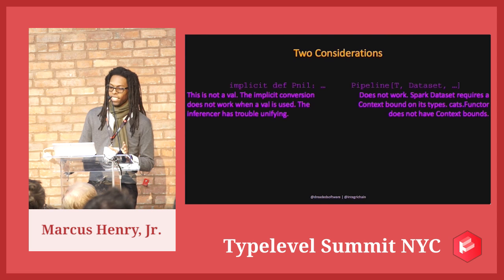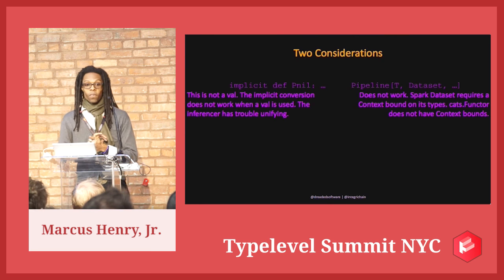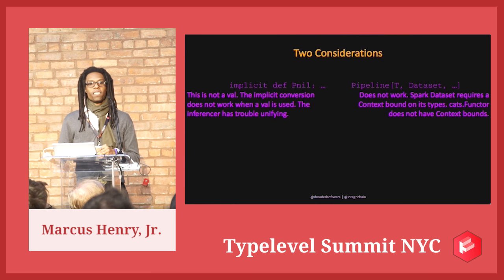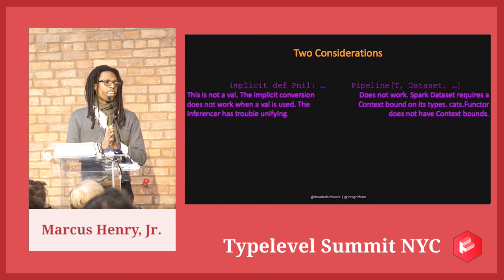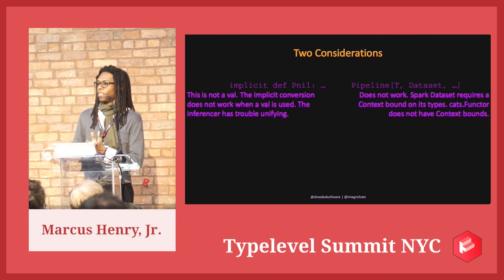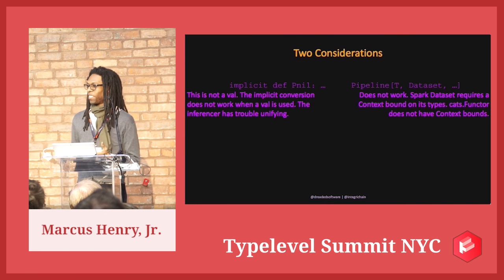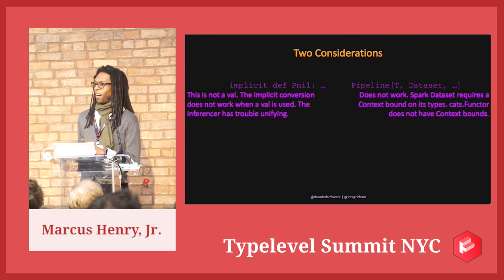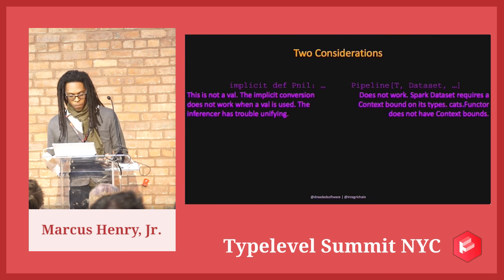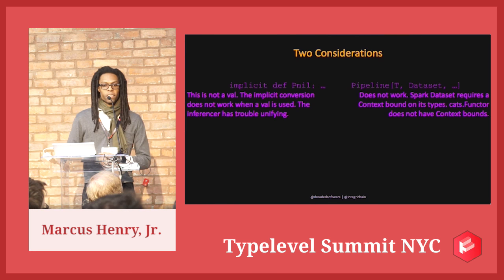The second consideration is that this does not work with Spark datasets, right? The reason this does not work with Spark datasets is because the Spark Dataset type requires a context bound with an Encoder, right? So you can't define a Cats Functor over a Spark Dataset, because Cats Functor doesn't have context bounds. We can get around that problem, right? And the way you do that is you just define your own bounded functor, right?